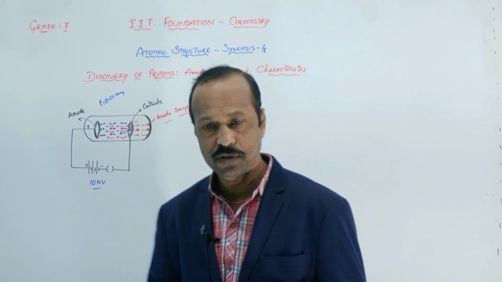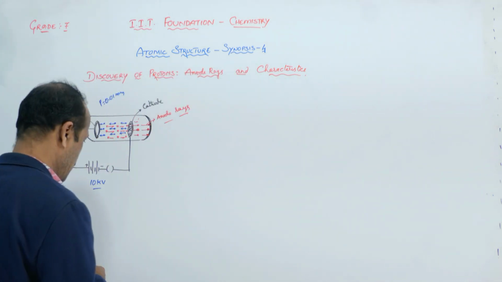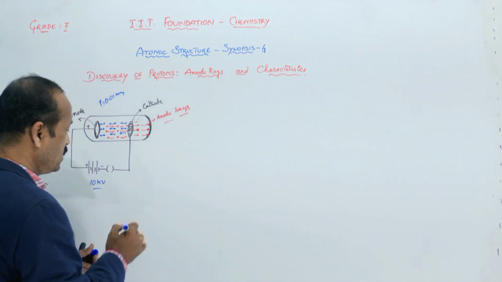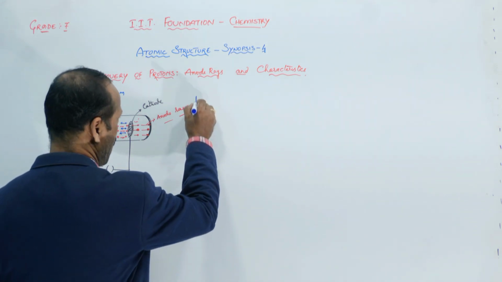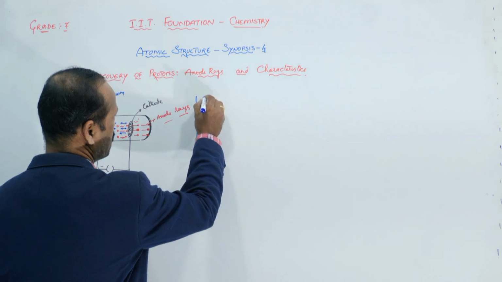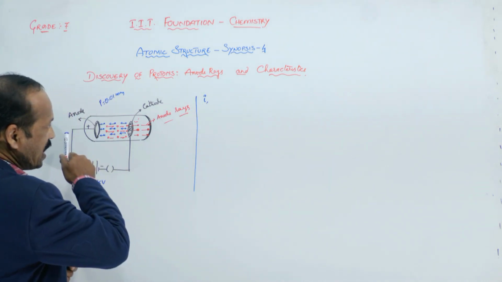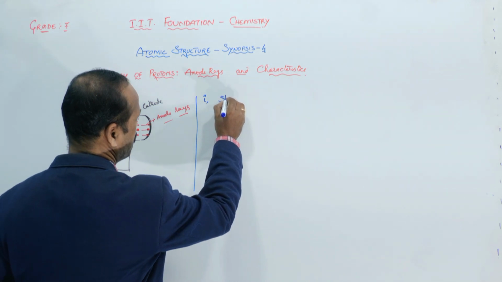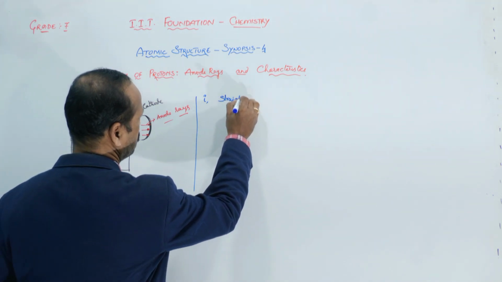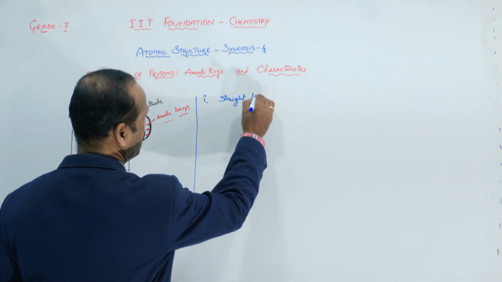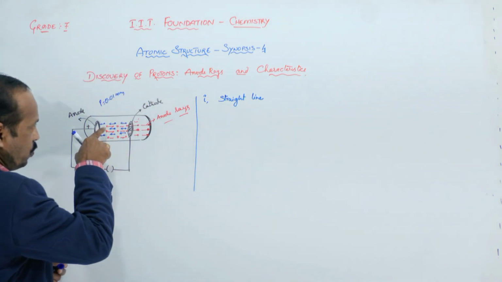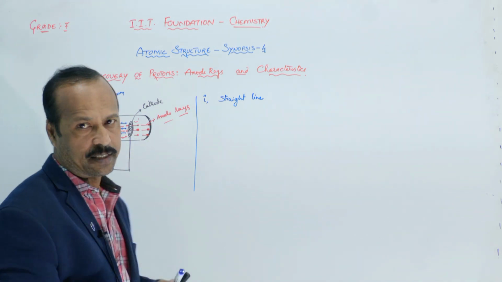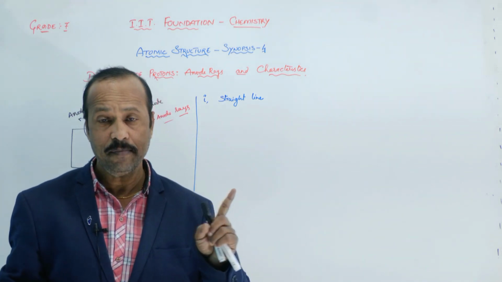So what are the characteristics we discussed? Characteristics of the anode rays. The first one is that the anode rays also travel in a straight line. When they are produced from here, they move in a straight line. That's the first thing. This is the same property as electrons.